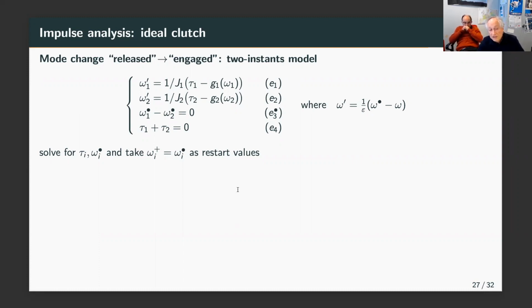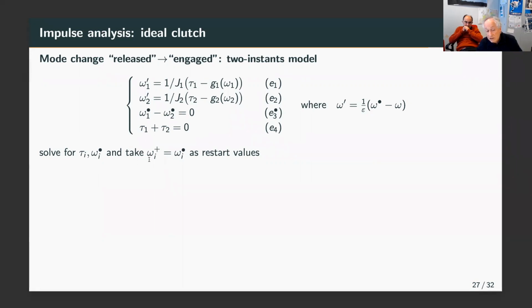So this is the model I ended up with for the clutch for the release to engaged mode change. And these are the equations that we have to solve for tau 1 and tau 2, omega 1 bullet and omega 2 bullet.